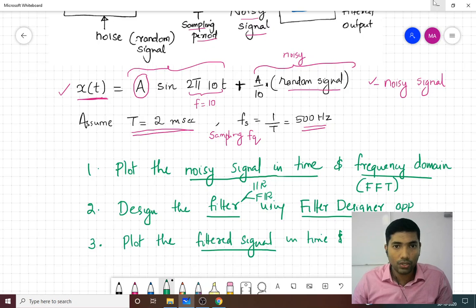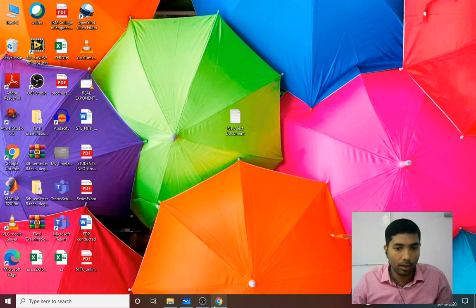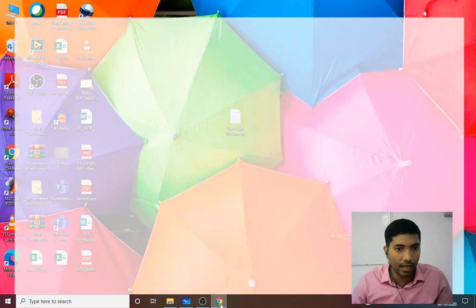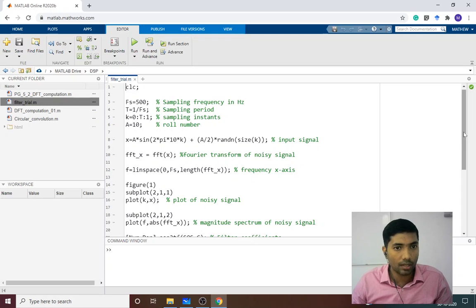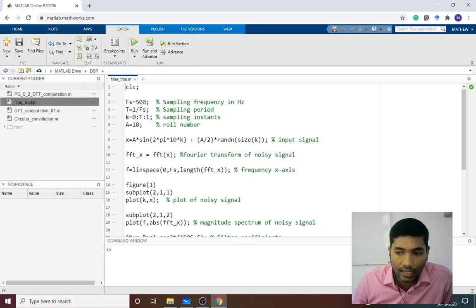Okay, so let me switch to MATLAB since the problem is clearly defined. I am using the online version of MATLAB. So you type in matlab.mathworks.com and log into your MathWorks account. Then you can take a new script and write the script. Right now I have already written the script for you to save some time, and I'll first go through this script, and then we will go to the app for designing the filter.